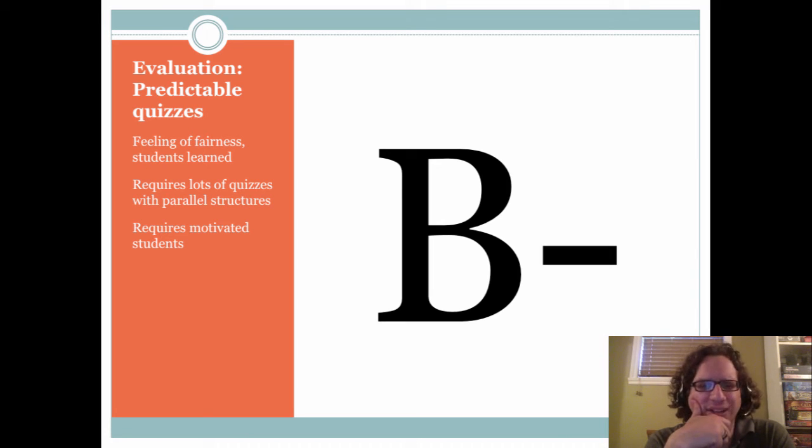What are the negatives? Well, it requires a lot of quizzes. If you only have like 2 quizzes, they're not going to see the pattern develop. I had 4 quizzes in the final exam, so I had time to develop this pattern. If you're not going to do a lot of quizzes, it doesn't work very well. And do you want a lot of quizzes? Most courses you don't.